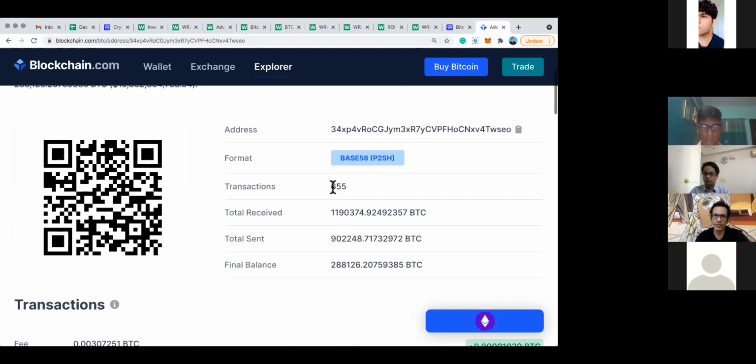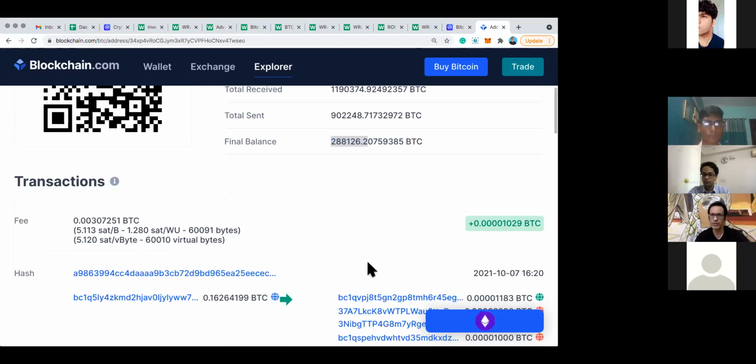So can you see that this fellow has done 655 transactions till now? And how much Bitcoin they have received, how much they have sent, and what is their balance as of right now. And this data is available to the whole wide world. And then you can see each and every transaction, when it was done, with whom it was done. It's totally transparent and available. Does that answer your question?